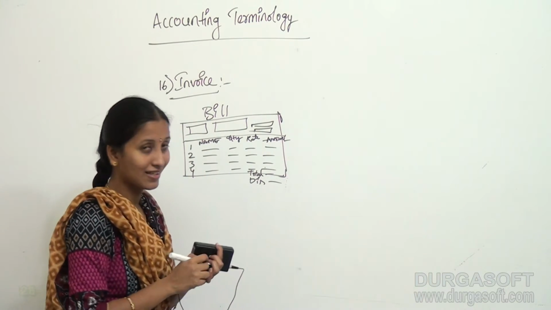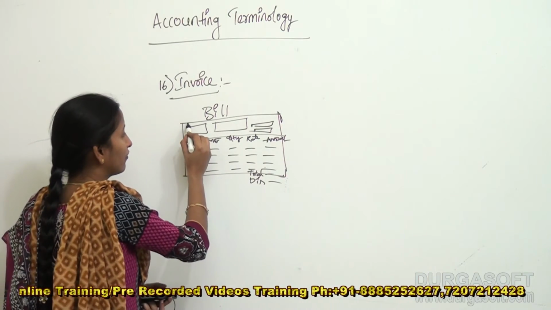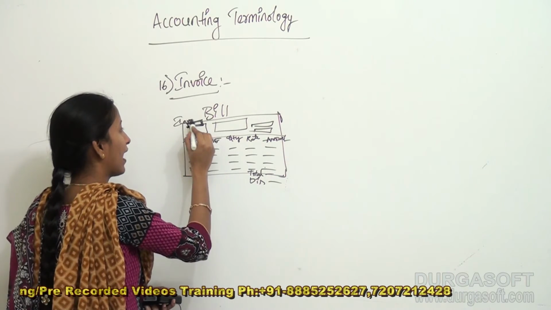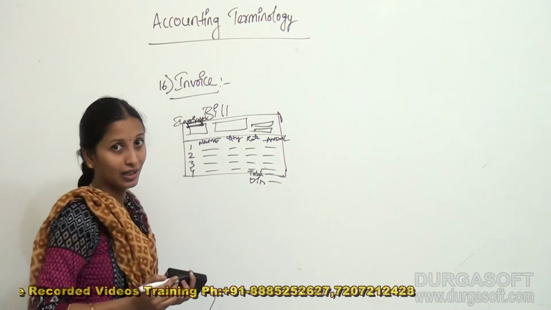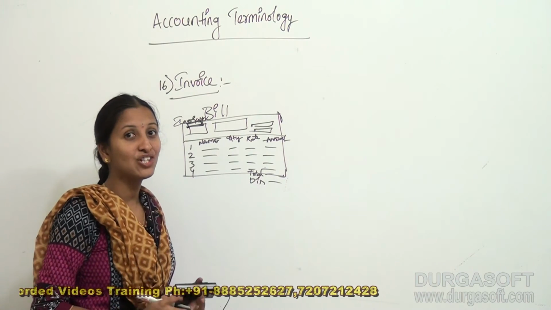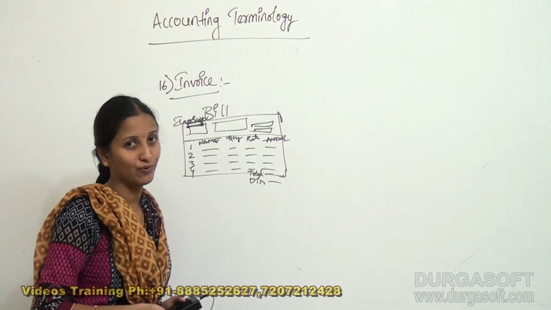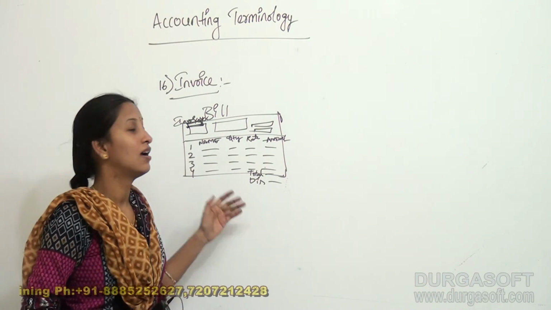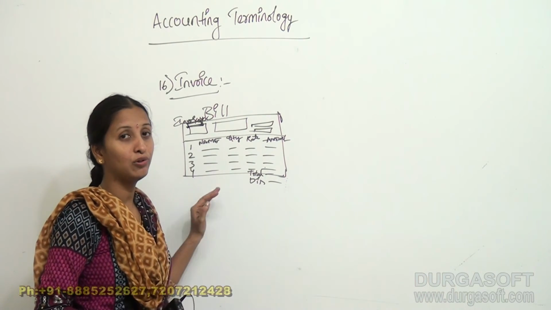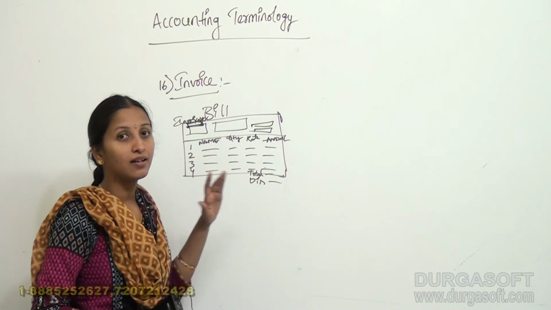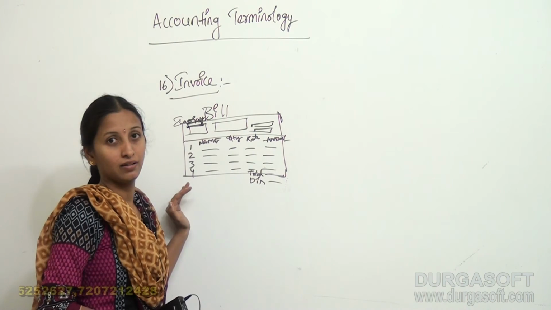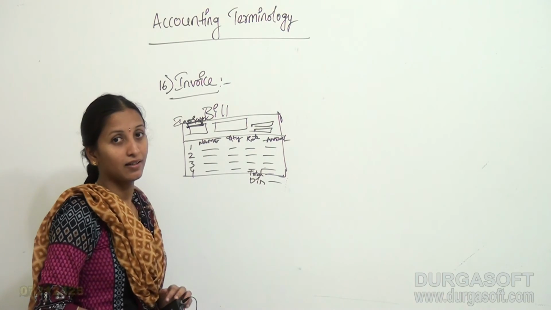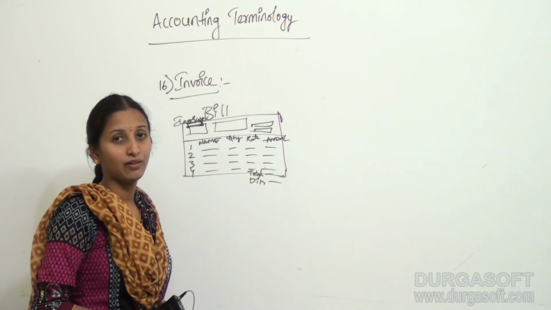Why are we calling an invoice a bill? For each and every bill we have one number, the invoice number. By knowing that invoice number, we can say each and every piece of information regarding the bill: whatever the customer purchased, how much, what the rate is, what discounts they provided. That is nothing but an invoice. So this is accounting terminology.